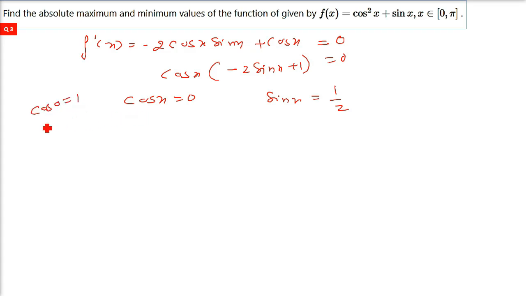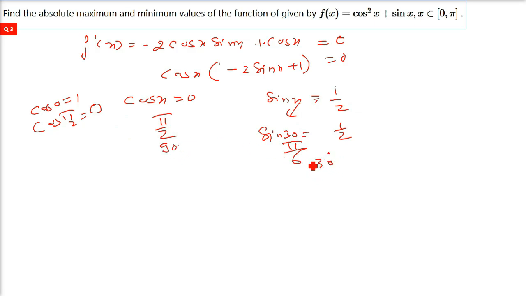So cos 0 is 1, cos pi by 2 is 0. Similarly, sin 0 is 0 and sin pi by 2 is 1. Cos x is 0 at pi by 2. Sin 30 degree is half. So we got two angles here. One was pi by 2, which is 90 degree, and pi by 6, which is 30 degree. Now fortunately 30 degree and 90 degree lie between 0 and pi.